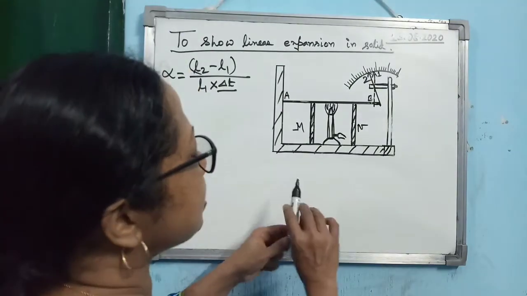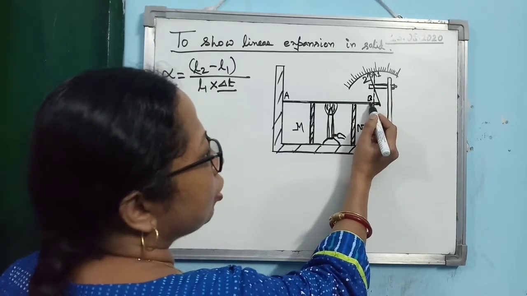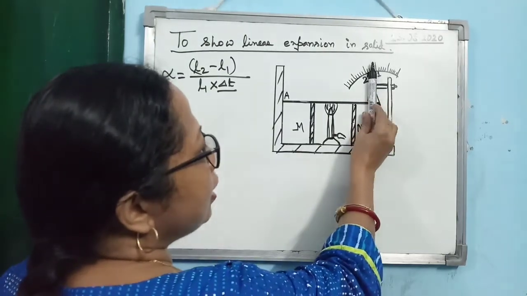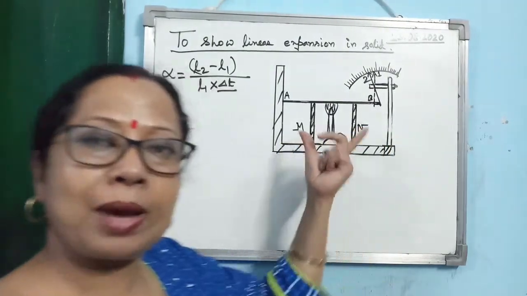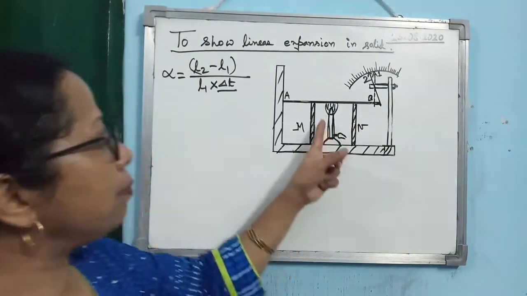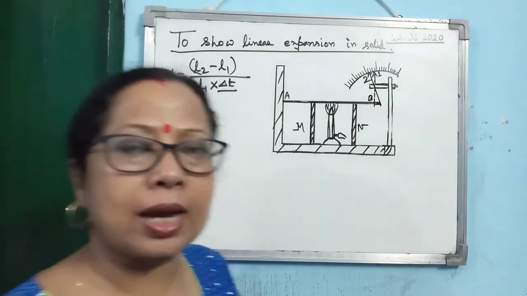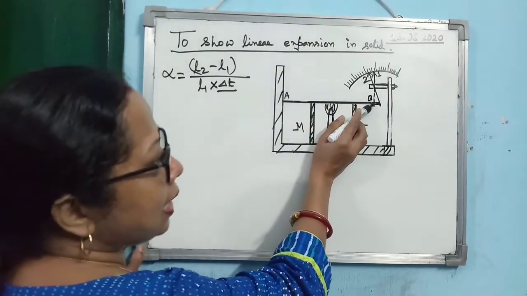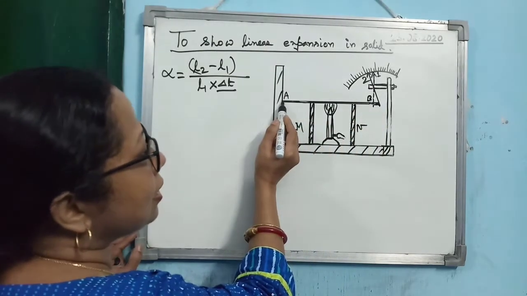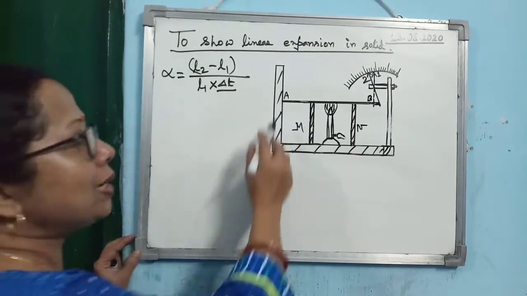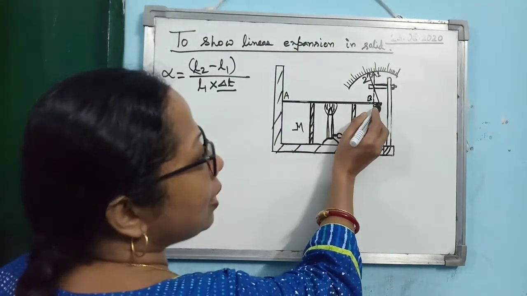So what you see, this was the first initial length. This point B was the initial length of the rod and the pointer was like this. Now you do one thing: in between the two supports M and N, you keep one Bunsen burner and with the burner you heat the rod. Then if you heat the rod for some time, this end will move. Why? Because this end is fixed to the rigid support, so the rod cannot expand in this direction. So the rod will expand in this direction.